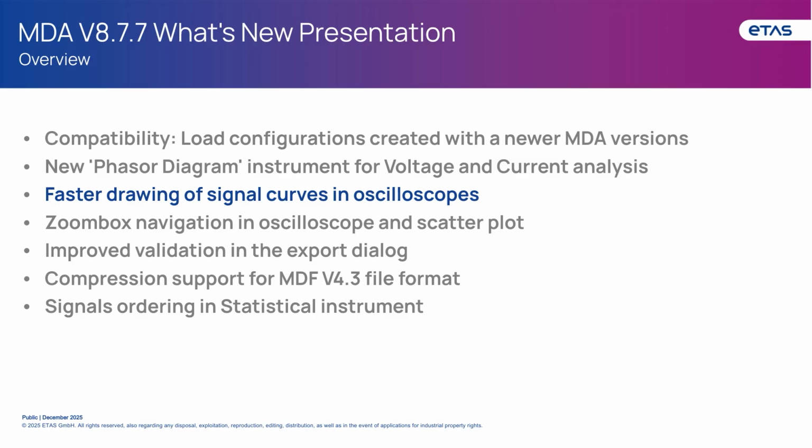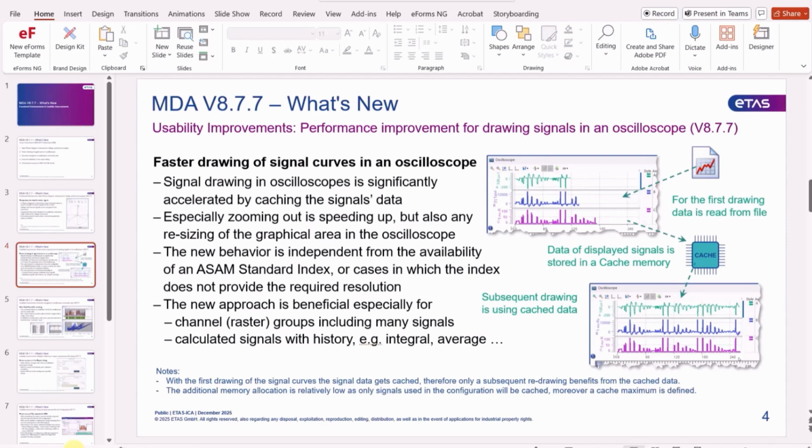In this section, I would like to show the fast drawing of signal curves in an oscilloscope. During the initial draw, the signal data is read from the file. The displayed signals are then stored in a cache, which allows subsequent redraws to use the cached data instead of reloading from the file. The additional memory usage is kept low because only the signals used in the configuration are cached, and the maximum cache size is defined.